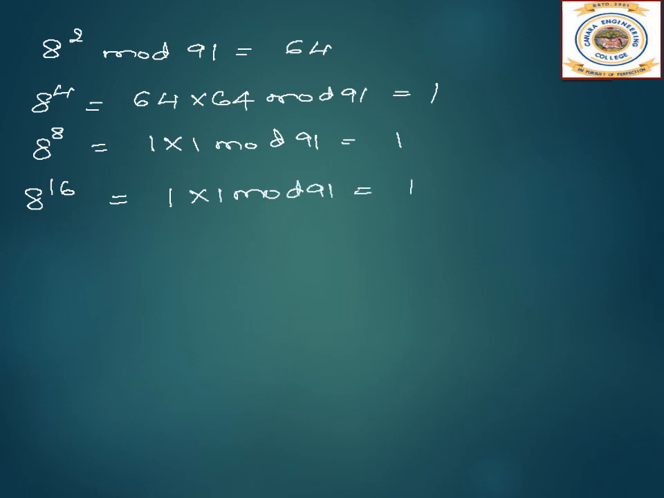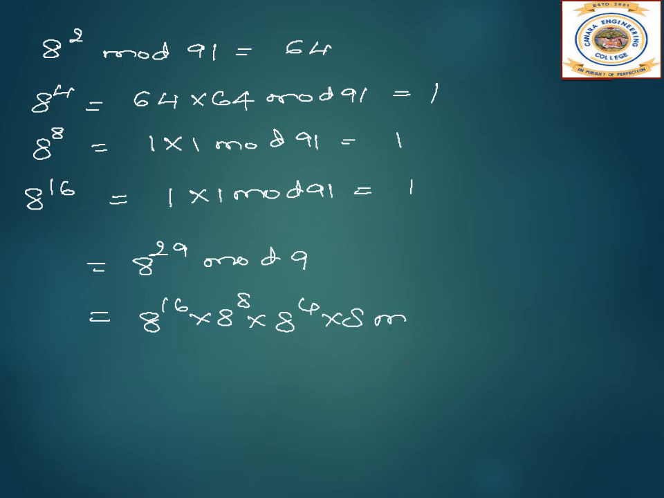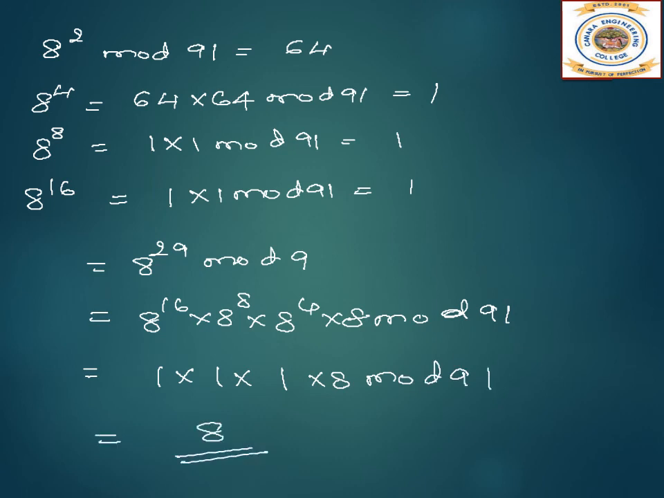So now substituting in C to the power D, that is 8 to the power 29 mod 91, I can write 8 to the power 29 as 8 to the power 16 into 8 to the power 8 into 8 to the power 4 into 8 mod 91. So what is 8 to the power 16? It is 1. 8 to the power 8 is 1. 8 to the power 4 is 1. So 1 into 8 mod 91 is equal to 8. So this is the plain text.